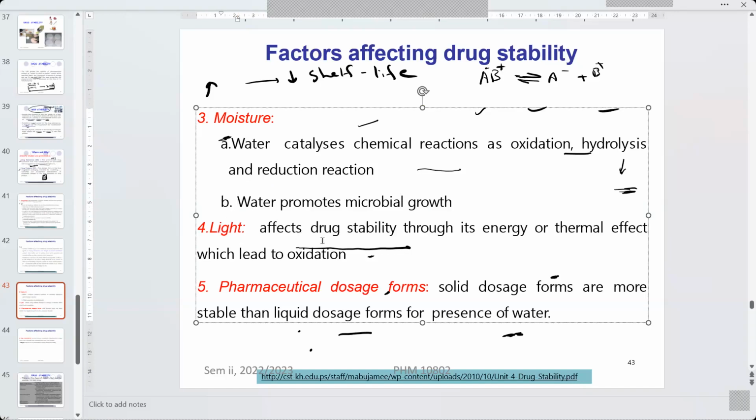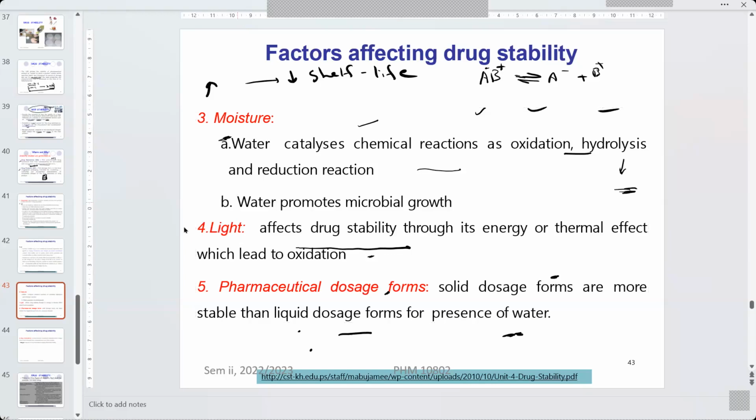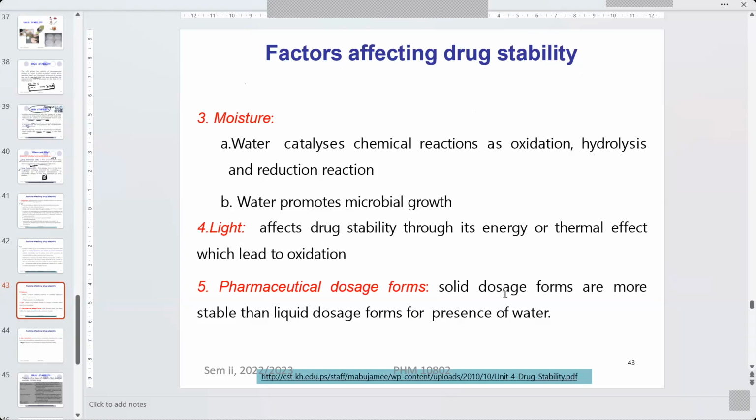Okay, light also affects drug stability. Not all drugs are light sensitive, but some are. Light will provide energy or a thermal effect, which leads to oxidation and degradation of the product. And finally, the dosage form itself. A liquid dosage form is less stable compared to a solid dosage form. So the same drug, if you make it as a tablet, may be stable for 5 years, but if you make it as a syrup, it may be stable for only 2 years. Why? Because the rate of degradation is faster in an aqueous medium in the presence of water.